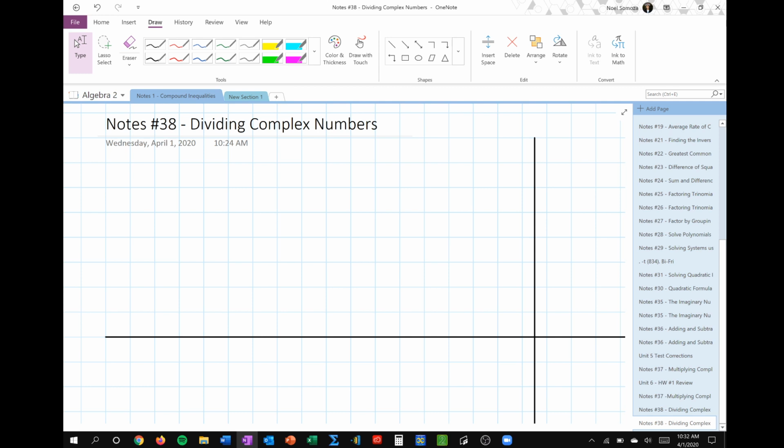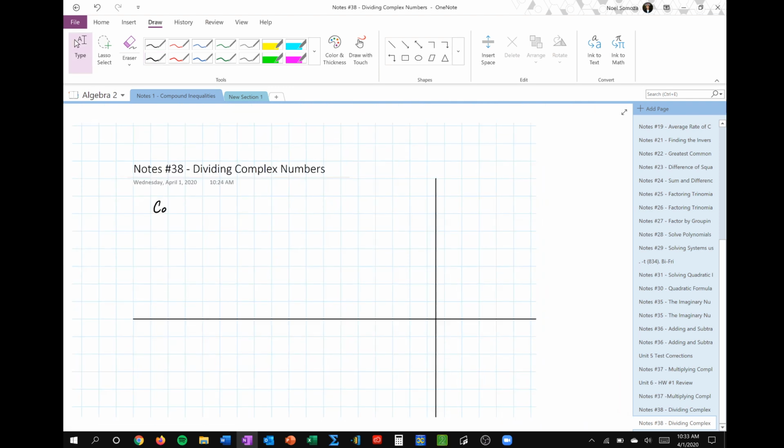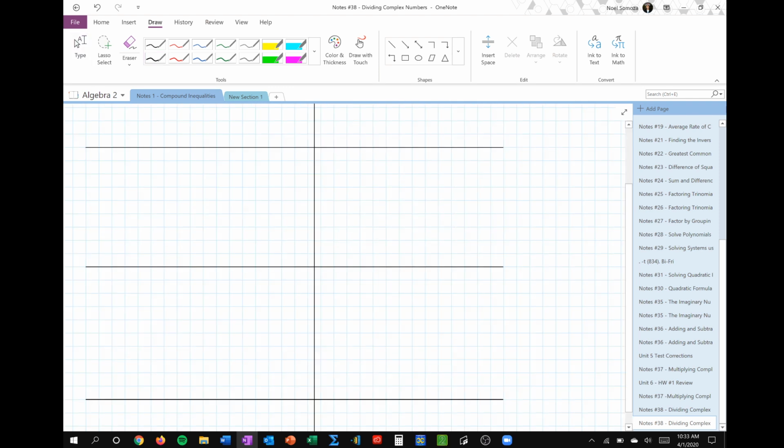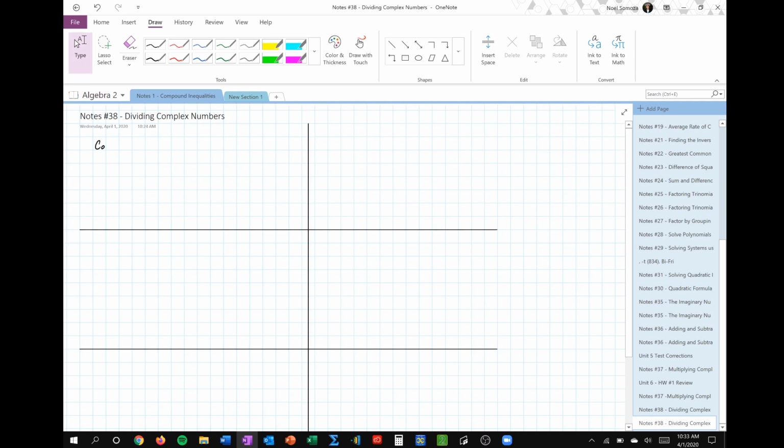We're going to take a look at dividing complex numbers. The first thing that we need to discuss when it comes to dividing complex numbers is this term called a conjugate. By the way, we are doing this for period 4. Today we're doing 6 boxes. 1, 2, 3, 4, 5, 6. So go ahead and set that up.